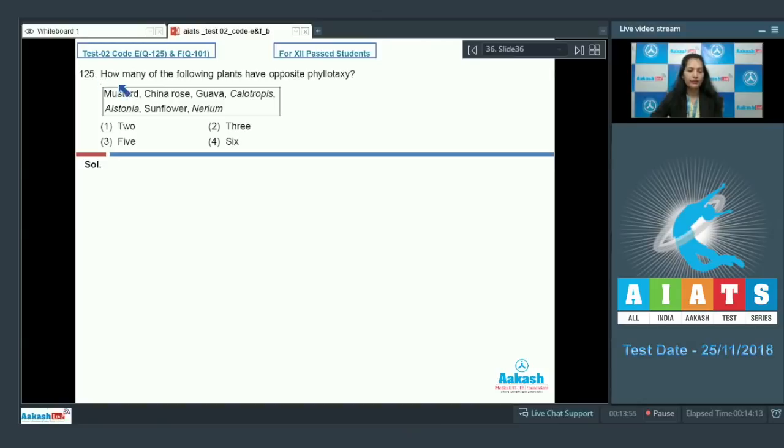Question number 125. How many of the following plants have opposite phyllotaxy? Phyllotaxy is the arrangement of leaves on the axis. Mustard, China rose, guava, calotropis, Alstonia, sunflower and nerium. Option 1, 2. Second, 3. Third, 5. Fourth, 6. You have to select the plants which have opposite phyllotaxy. In opposite phyllotaxy, two leaves arise from the single node opposite to each other. This is called the opposite phyllotaxy.